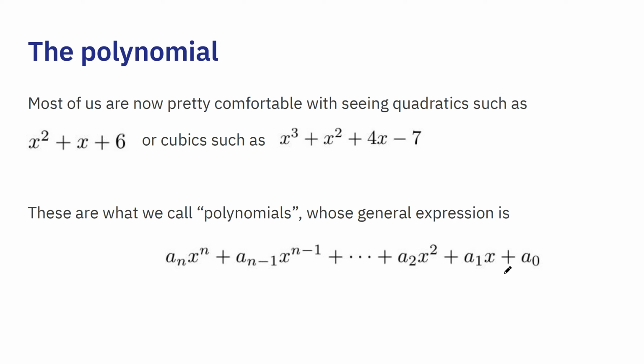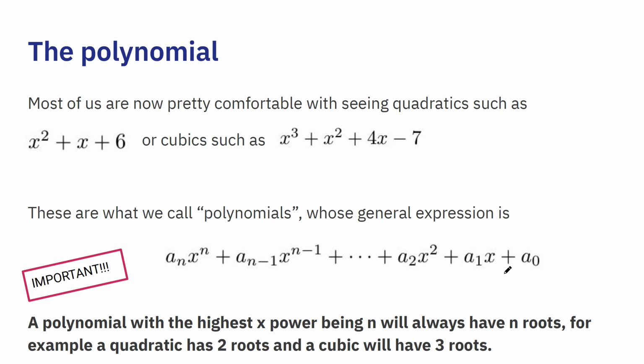Okay, so next we're going to talk about polynomials. Now most of us are pretty comfortable with seeing quadratics or cubics as shown on the screen. These are actually what we call polynomials in general. So we can have up to x to the power of n. Right, so there's an important rule of thumb. A polynomial with the highest x power being n, so here we have x to the power of n, will always have exactly n roots. So a quadratic always has 2 roots, and a cubic will always have 3 roots.